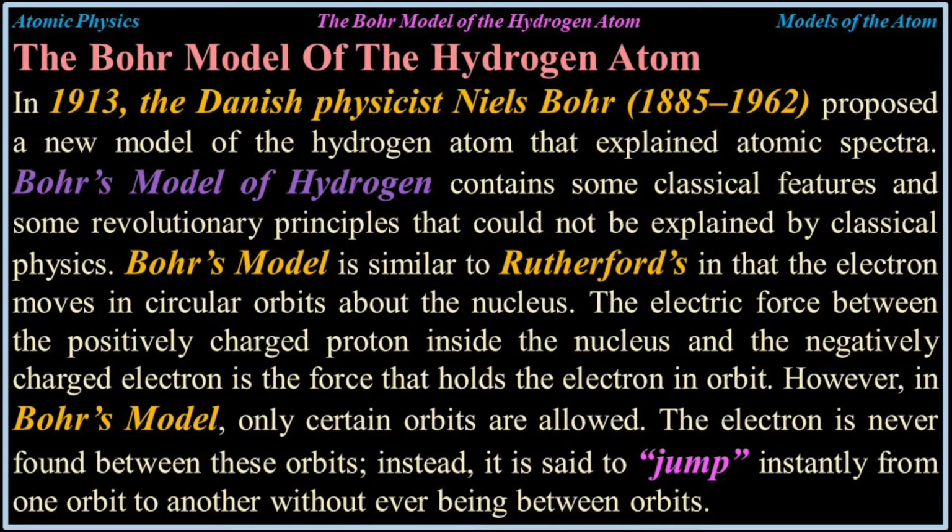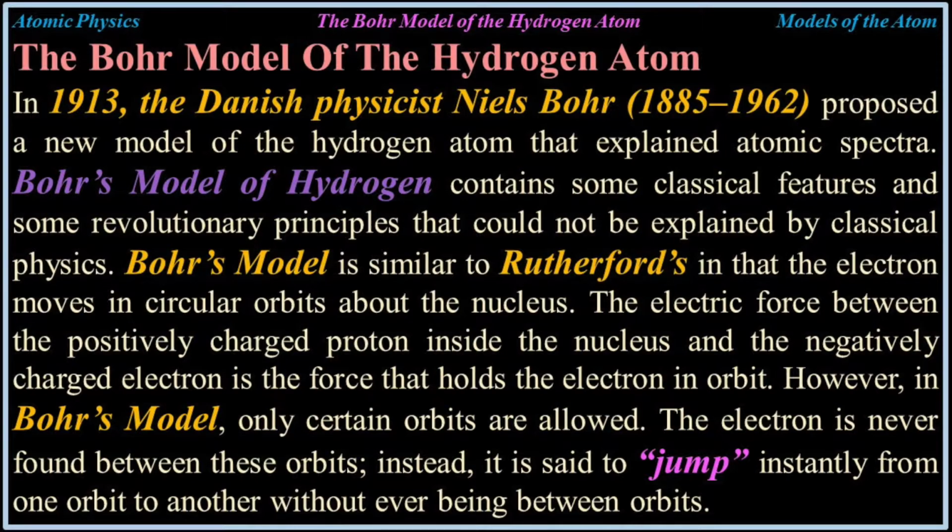The Bohr model of the hydrogen atom. In 1913, the Danish physicist Niels Bohr, 1885 to 1962, proposed a new model of the hydrogen atom that explained atomic spectra. Bohr's model of hydrogen contains some classical features and some revolutionary principles that could not be explained by classical physics. Bohr's model is similar to Rutherford's in that the electrons move in circular orbits about the nucleus. The electric force between the positively charged proton inside the nucleus and the negatively charged electrons is the force that holds the electron in orbit.